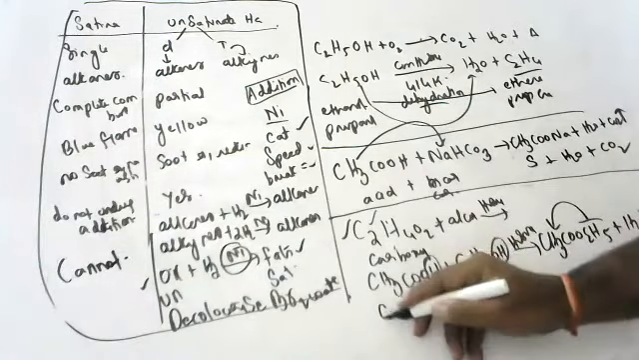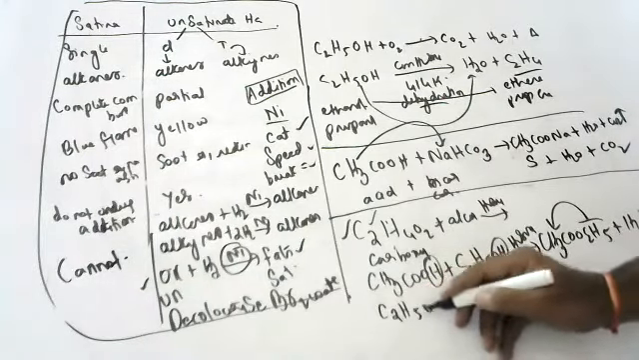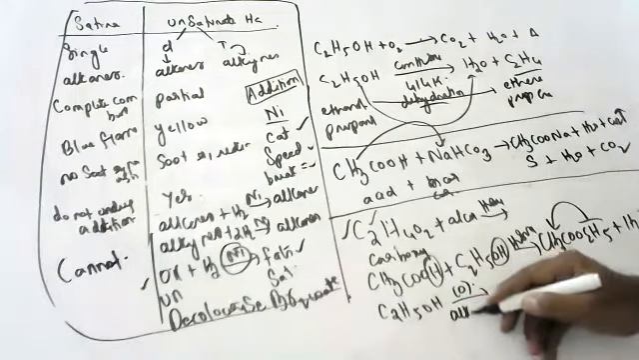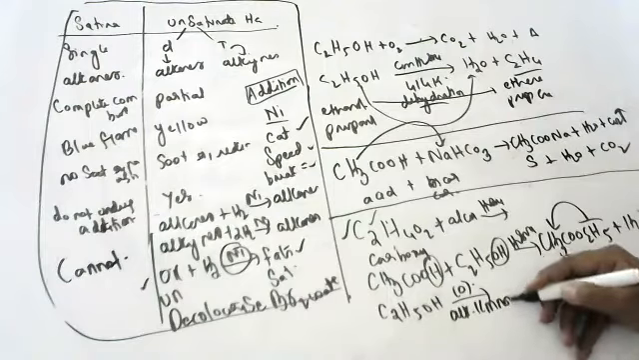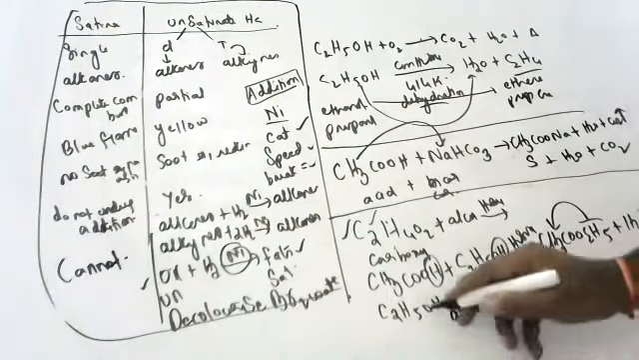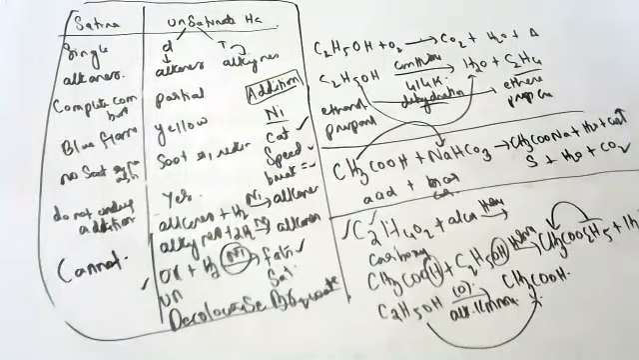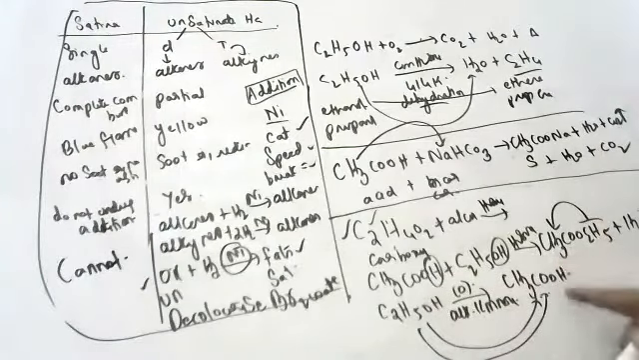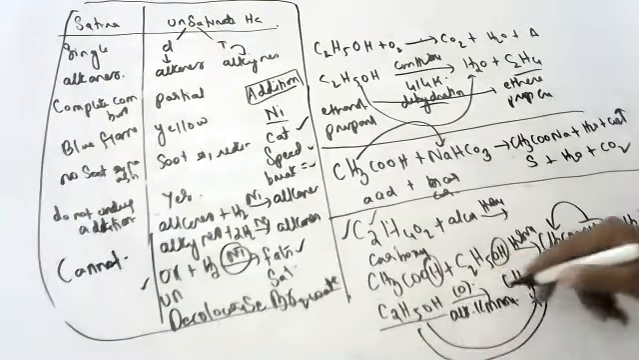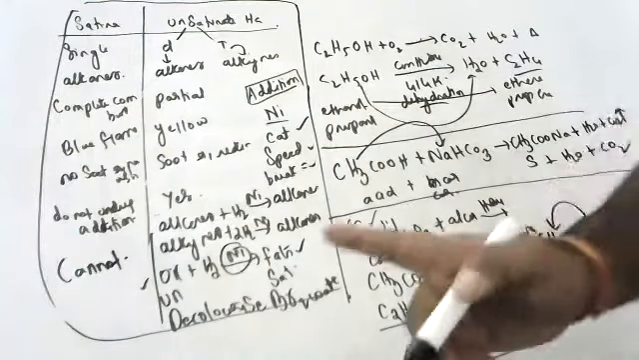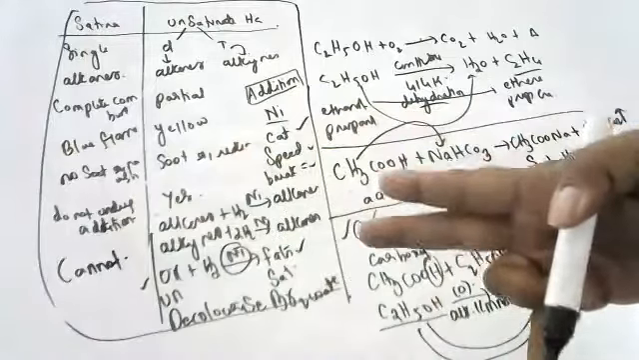This alcohol on oxidation in the presence of alkaline potassium permanganate gives what? Acetic acid, CH3COOH. Alcohols give carboxylic acids. Ethanol will give ethanoic acid. Propanol, propanoic acid. Butanol, butanoic acid. Pentanol, pentanoic acid, and so on. Alcohols on oxidation give carboxylic acids.